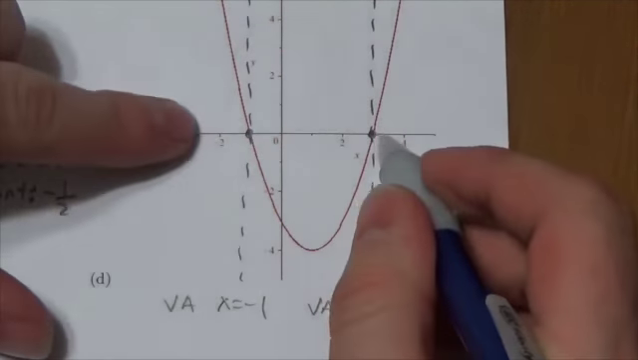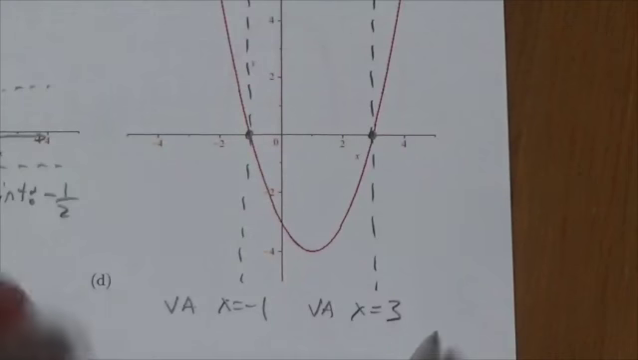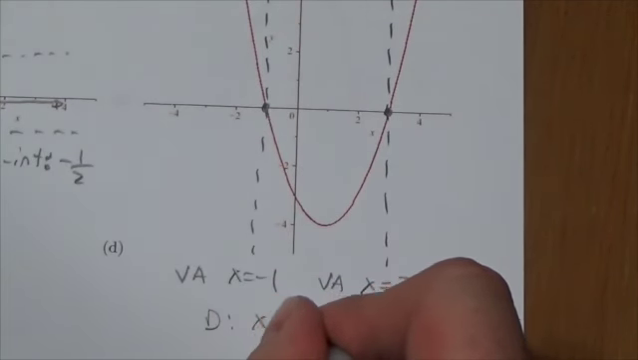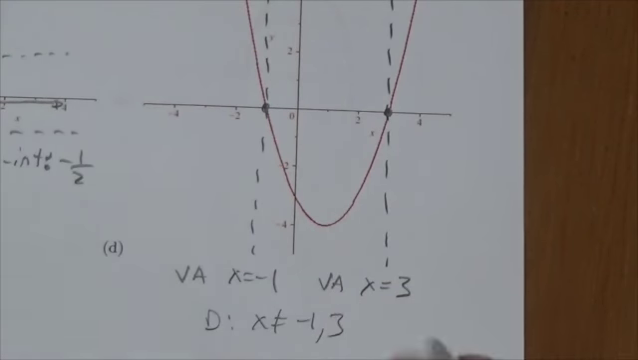Okay, x-intercepts become vertical asymptotes. They are holes in the domain. So we might even say here that the domain is that x cannot equal -1 or +3.